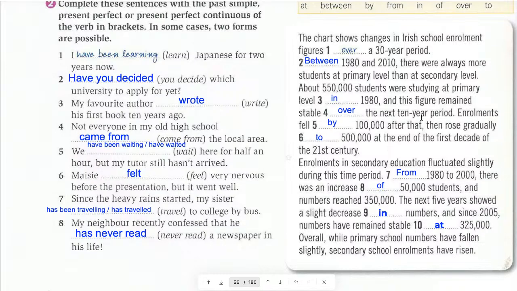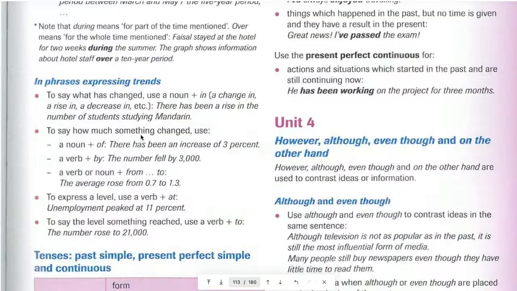No, right? Okay, they don't use it here, it doesn't really matter. So here you can see one example. The average rose from 0.7 to 1.3.